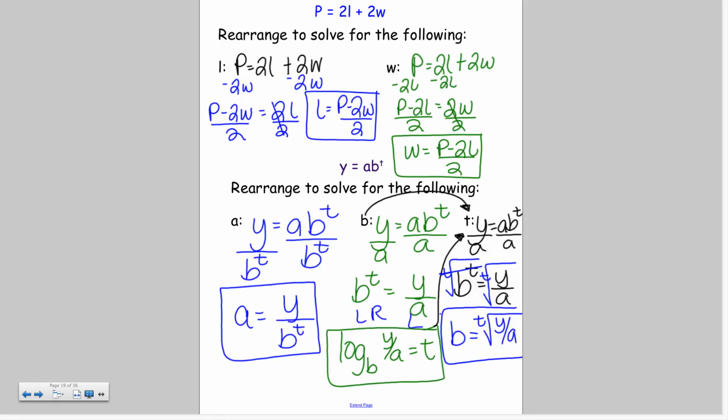Now I did, like I said, I mixed these two up. This one I solved for B right here, and on this one I solved for T. So the work for this one right here, all of this work should be for the other one, but you can flip them on your paper.